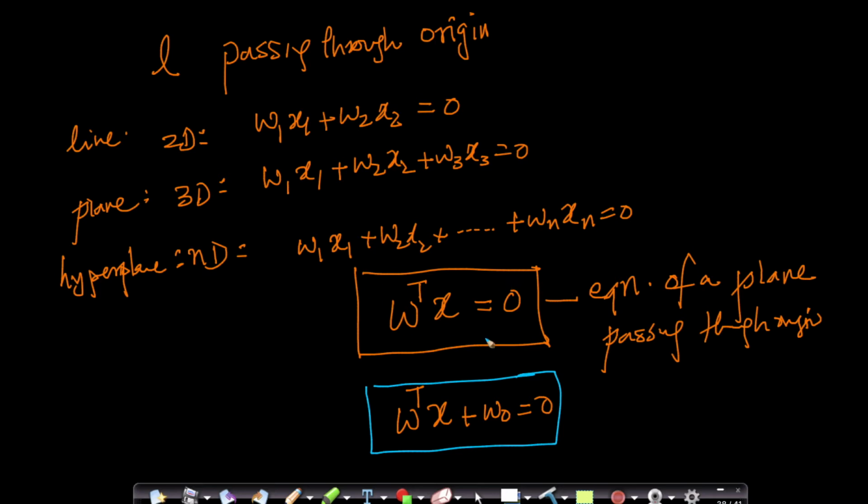Such an elegant term. See, using the concept of a transpose, using the concept of matrix or vector multiplication, we wrote the equation of any dimensional hyperplane in a very, very concise, very, very elegant form. Of course, you have to add the W0 term if it's not passing through origin.